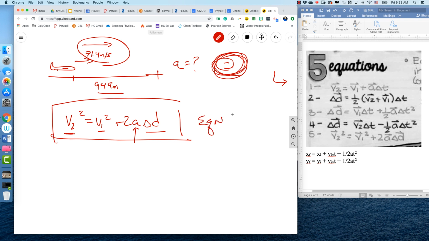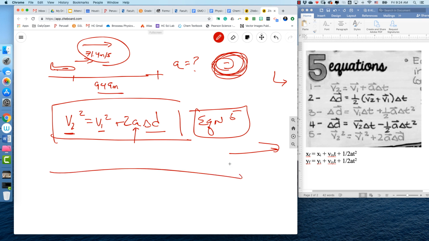You're going to find that this table over here, having this available, is going to solve your life. If you can figure out which equation to use, you have to kind of look through here. Which ones do I know? See, there was no mention of time, so most of the equations have time in them. Number 1 has time, number 2 has time, number 3 has time, and number 4 has time. And this is the only one without time. That's why we're going to use equation number 5.